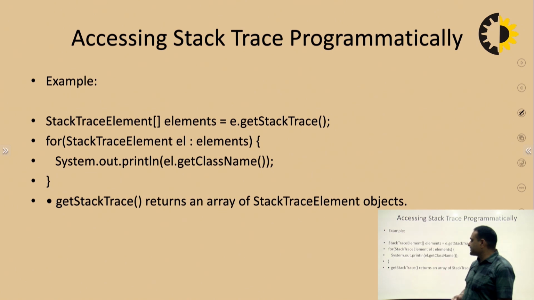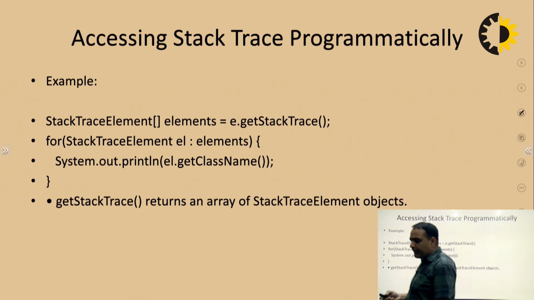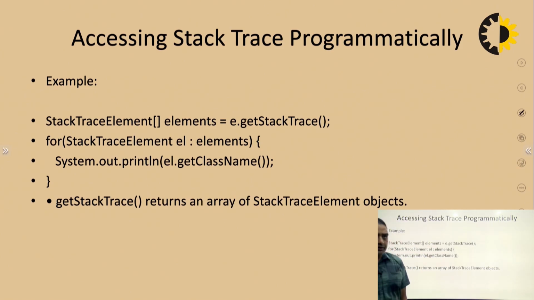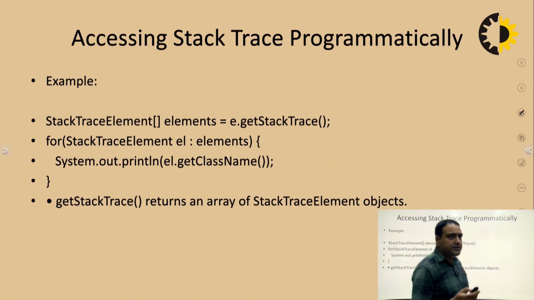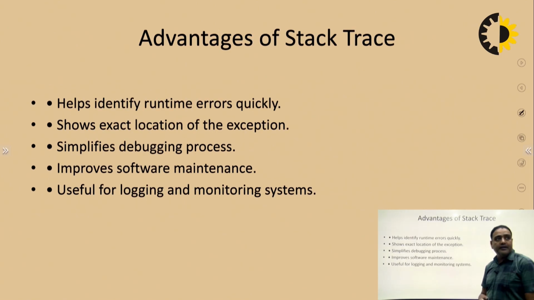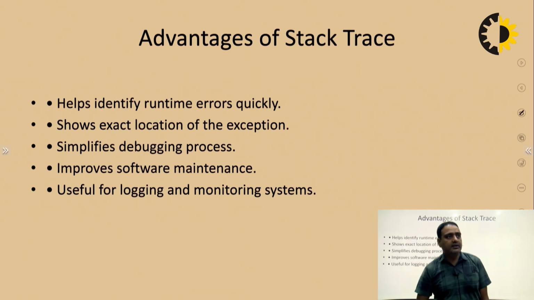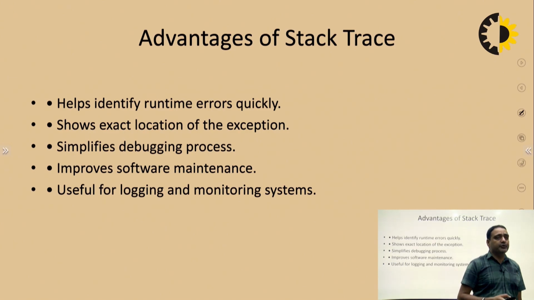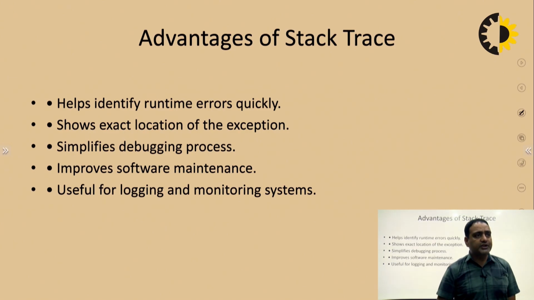For each StackTraceElement, you display each and every piece of information which you have already stored in the elements 1D array, through the for loop. getStackTrace returns an array of StackTraceElement objects. Advantages of stack trace: it helps identify runtime errors quickly and shows the exact location of the exceptions.